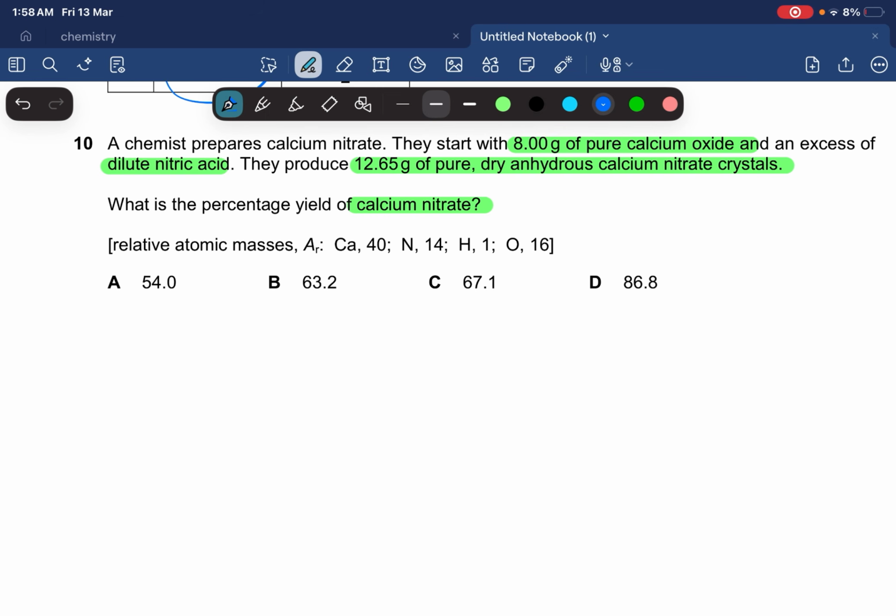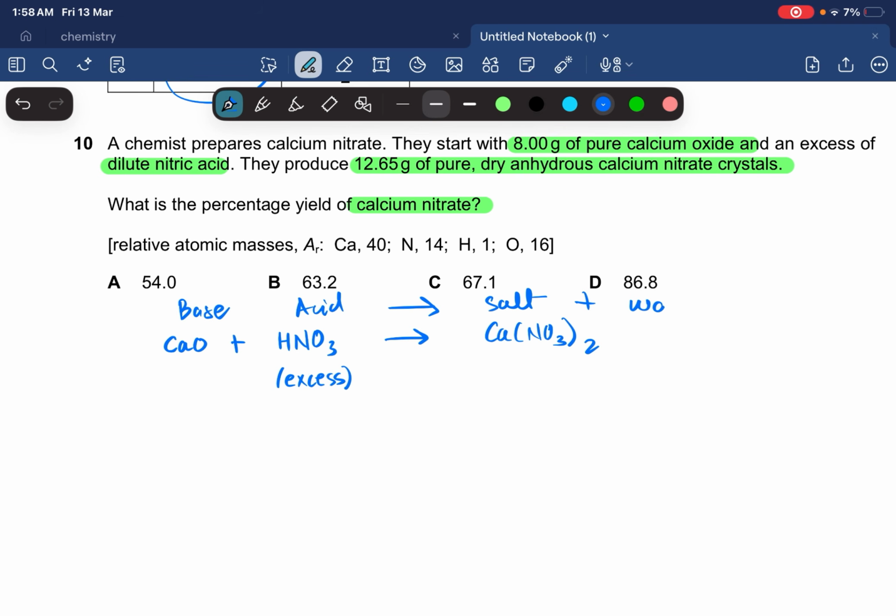We're going to make an equation which says that when we have calcium oxide and we make it react with nitric acid, which is in excess, what do we form? We form Ca(NO3)2, and since we have a base and an acid reacting together, we're going to form salt plus water. So plus H2O. Okay?